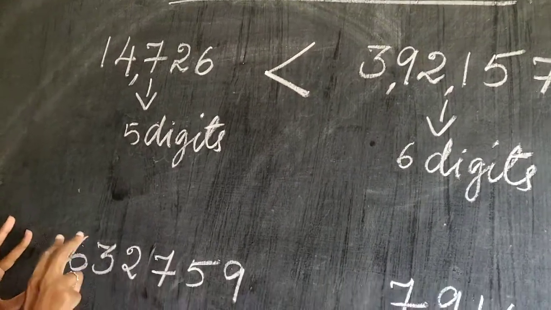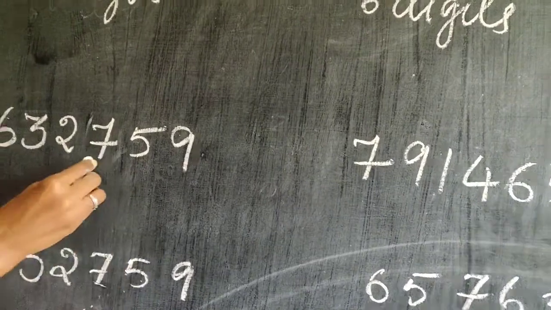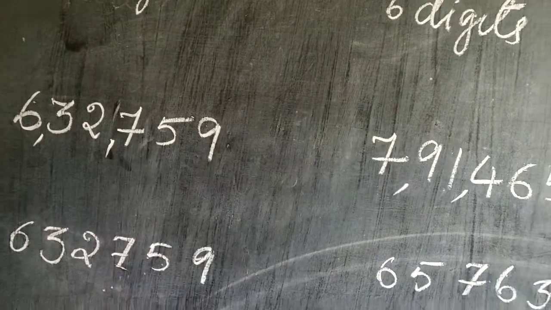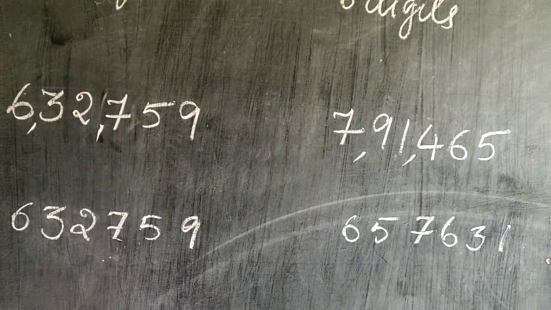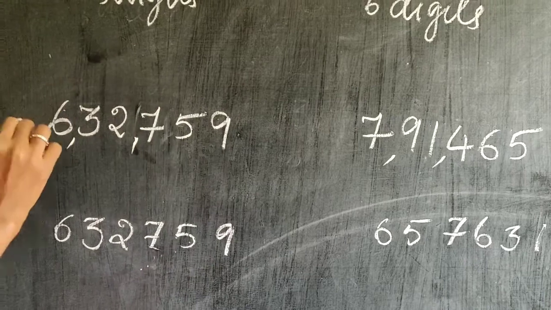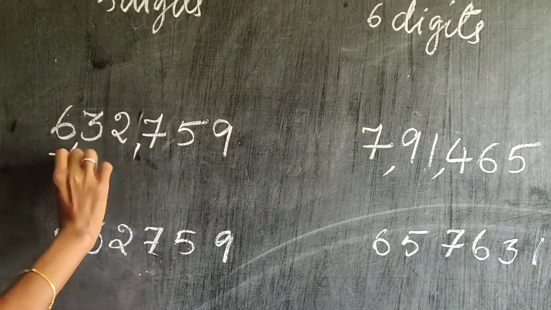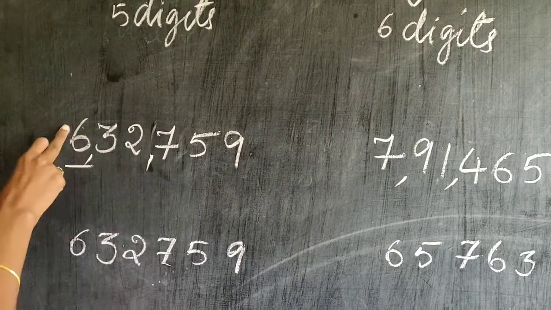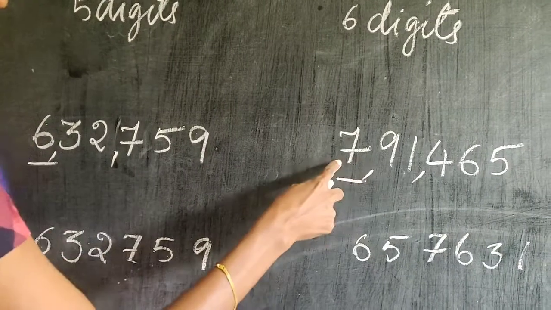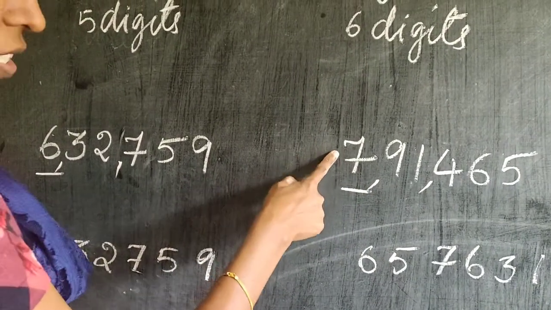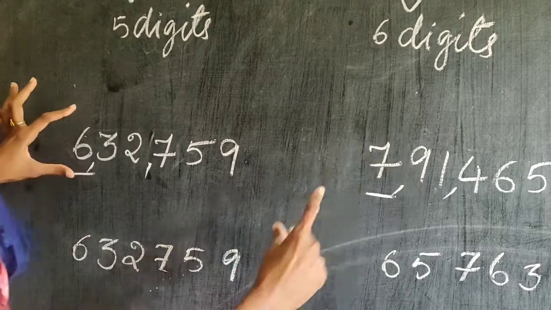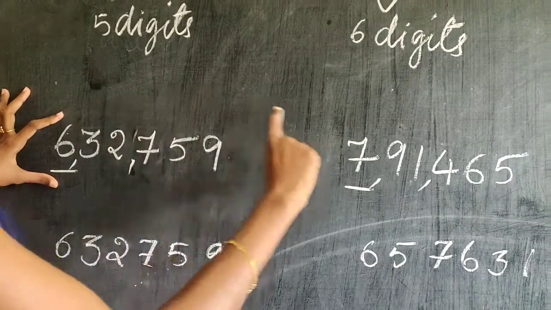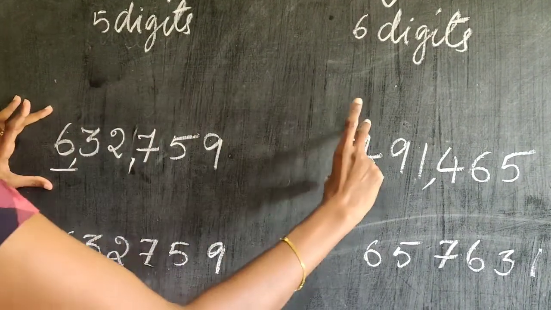Okay, now we take the next example. Here if you see, both numbers have 6 digits. When both have 6 digits, you have to look at the first number, the greatest place. The greatest place here is lakh, and here also lakh. Here the number is 7, so this is 7 lakh and here is 6 lakh. The place is the same, but one has 6 lakh and the other has 7 lakh.